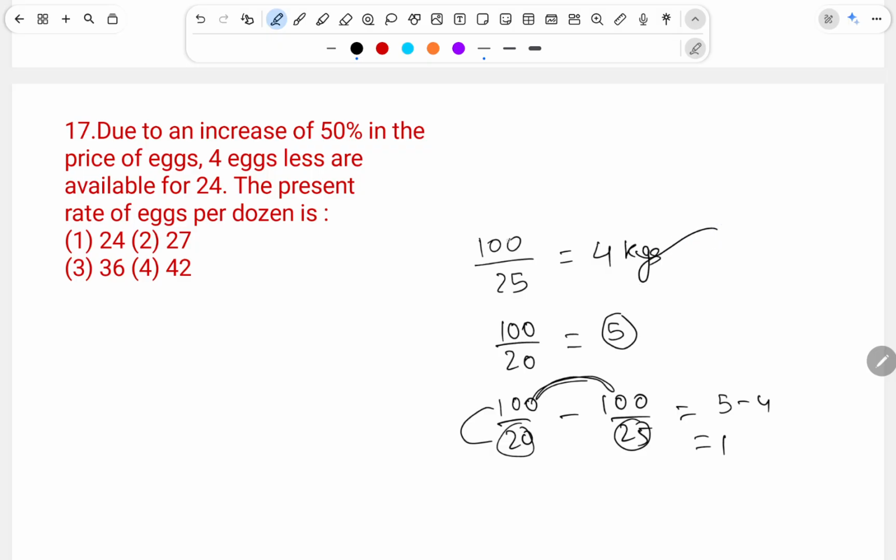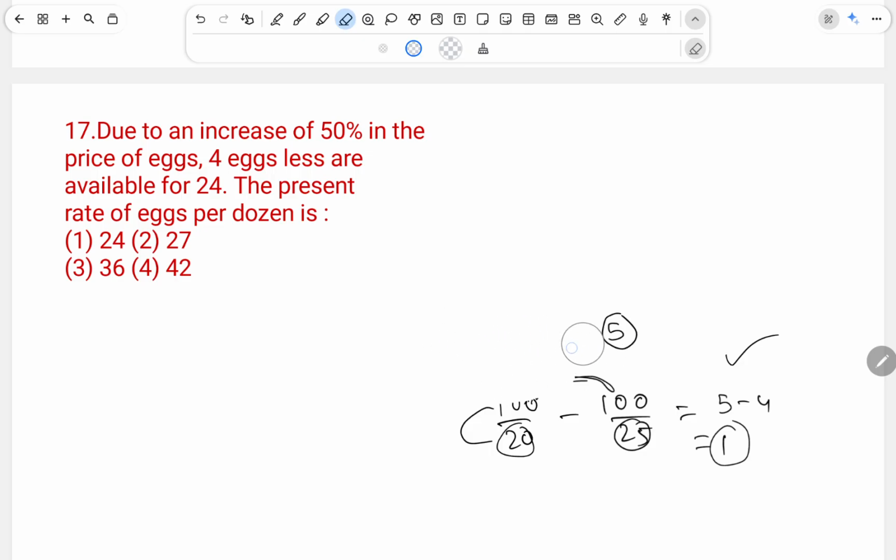Okay, so let us see this. The price is reduced by 5 so that a person is enabled to purchase 1 kg more. Or otherwise, if it is 20 and the price is increased, the person is able to purchase 1 kg less. That type of question it is. We'll see that.